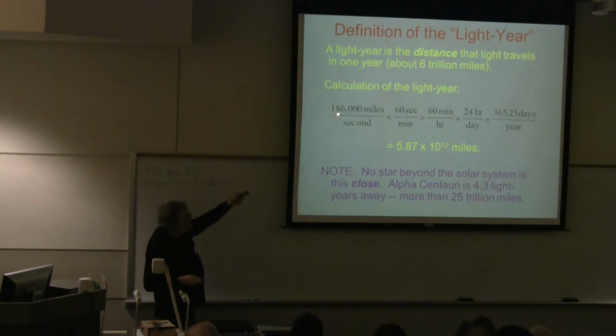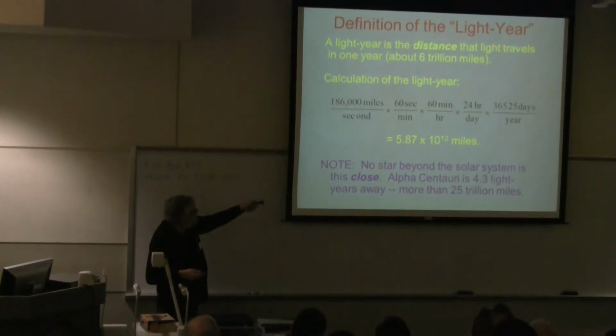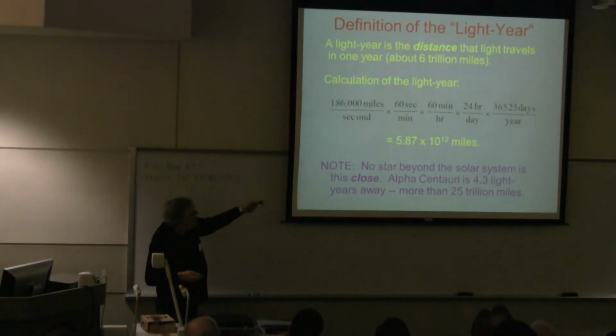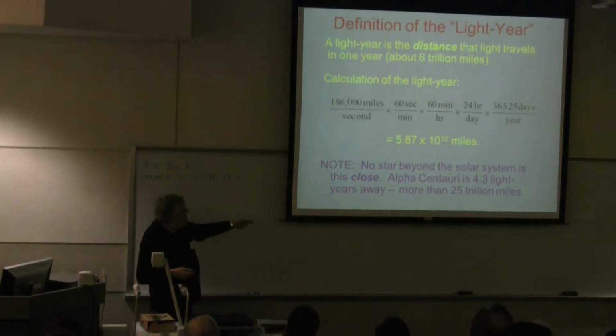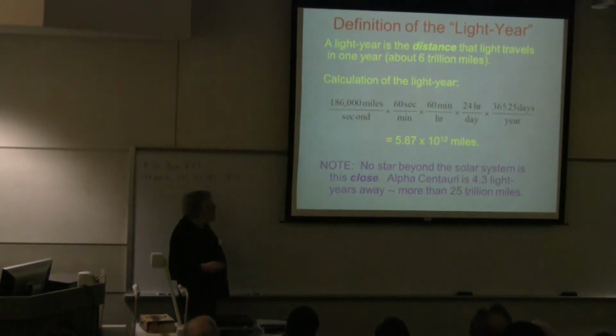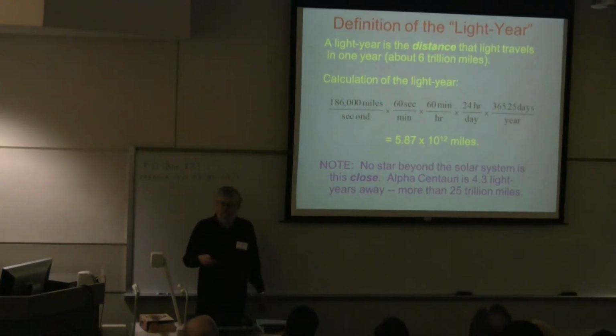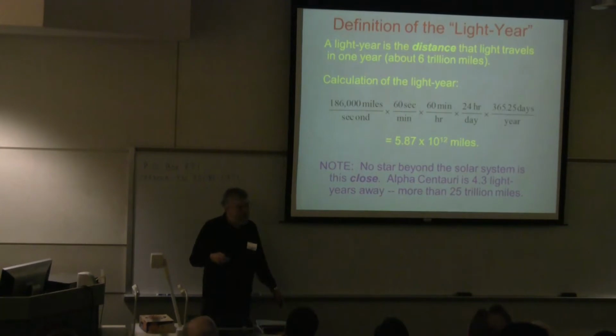If we start out with the speed of light at 186,000 miles per second, multiply by 60 seconds in a minute, 60 minutes an hour, 24 hours a day, 365 days in a year. Notice how the units cancel. The seconds, the minutes, the hours, and the days cancel, and we wind up with how many miles light goes in a year. And that comes out to be just under 6 trillion miles, 5.87 trillion miles in 1 light year.